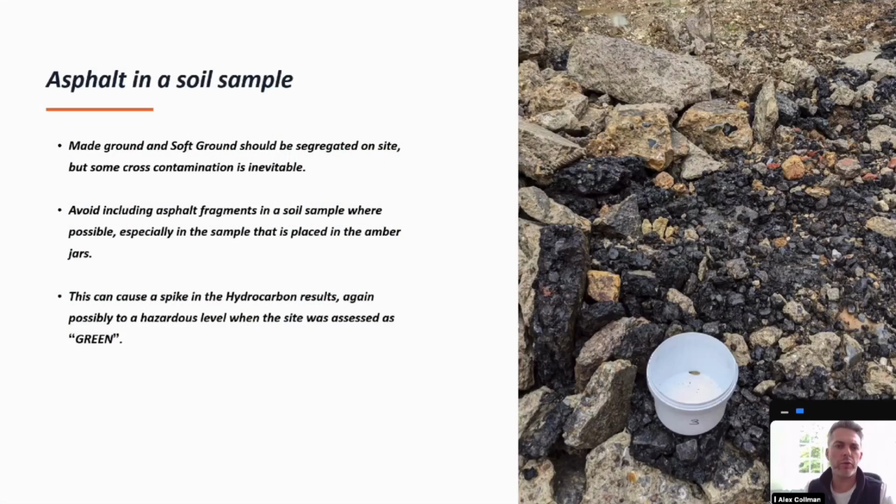Asphalt in a soil sample. Obviously there's a requirement for all contractors now to segregate waste streams on a site, so asphalt should be kept separate from soil, but I think it's inevitable that cross-contamination will happen. It's almost impossible to fully segregate everything just because of the nature of work and the nature of the ground. But it's really, really important that asphalt fragments aren't included in a soil sample because they will likely affect hydrocarbon levels.